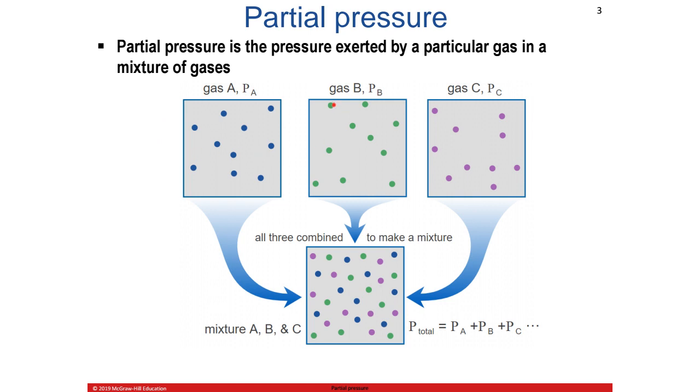So gas B also bounces off the walls of this box, and it exerts a force that's perpendicular to the wall. So it has its own partial pressure, P sub B. The same thing for gas C. It has a partial pressure, P sub C. Now, the total pressure of all 3 gases is simply the sum of all the partial pressures. So P sub total equals P sub A plus P sub B plus P sub C.